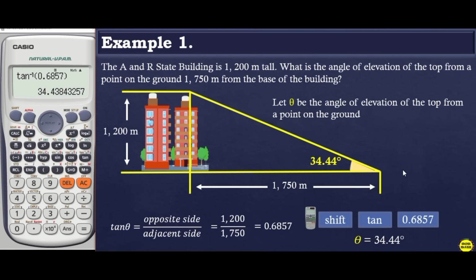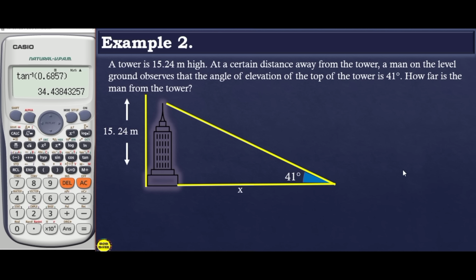Okay? Next. So, a tower is 15.24 meters high. At a certain distance away from the tower, a man on the level ground observes that the angle of elevation of the top of the tower is 41 degrees. How far is the man from the tower? So, given ngayon yung height ng tower. So, yung height ng tower is 15.24 meters.